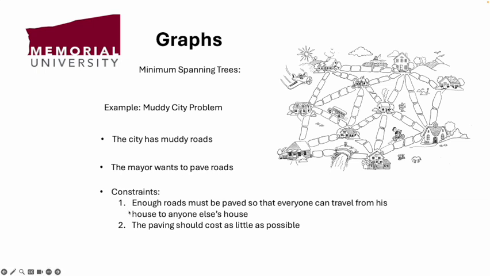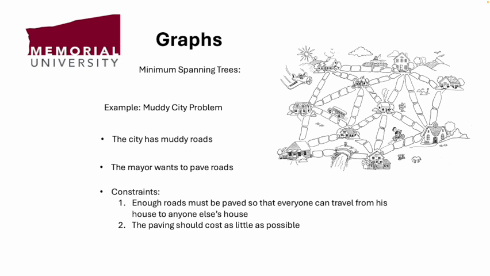First, enough roads must be paved so that everyone can travel from their own house to anyone else's house. Second, the paving should cost as little as possible. So that's a typical application of the minimum spanning tree.